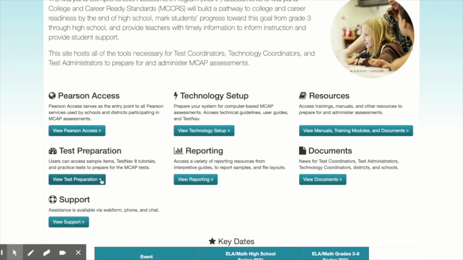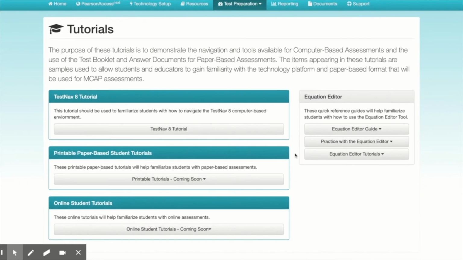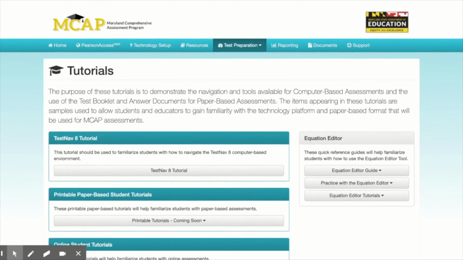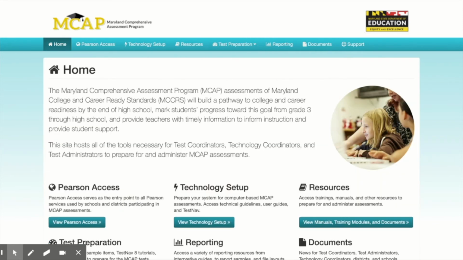So when you click here, there's going to be a tab for tutorials, and this is something that you can go through. Just make sure that there's a TestNav tutorial. There's printable ones you don't necessarily need, but there's a lot of options here for you as a parent to make sure that you understand everything that your student has to do in order to be successful with taking the computer-based MCAP.